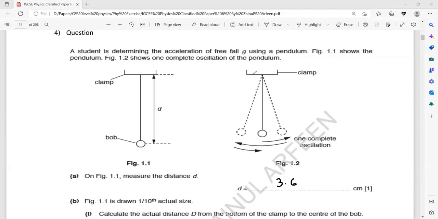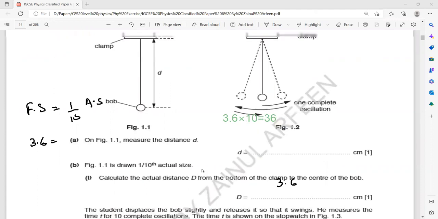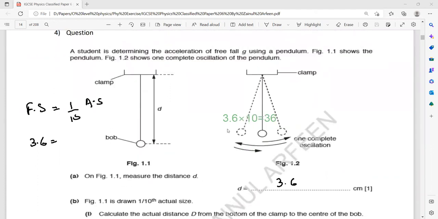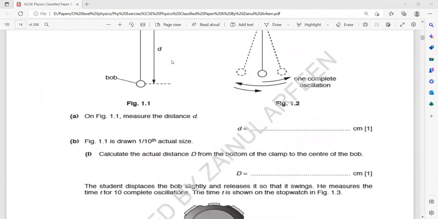The next part: Figure 1.1 is drawn 1/10 of actual size, meaning the figure size is equal to 1/10 of the actual size. If the figure size is 3.6, what will the actual size be? The actual size will be 10 times, so multiply by 10. 3.6 times 10 gives 36. So this one is 3.6, and this one is 36.